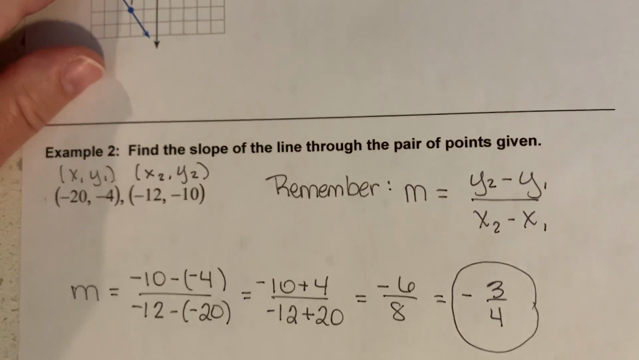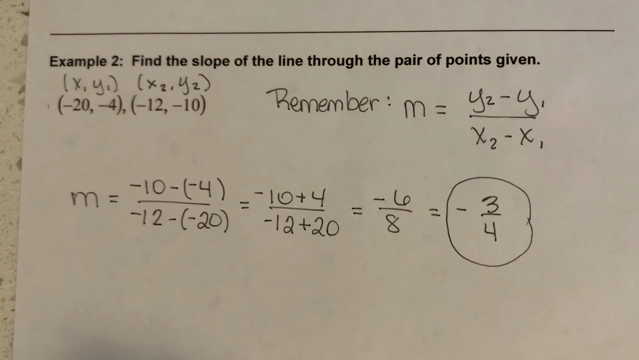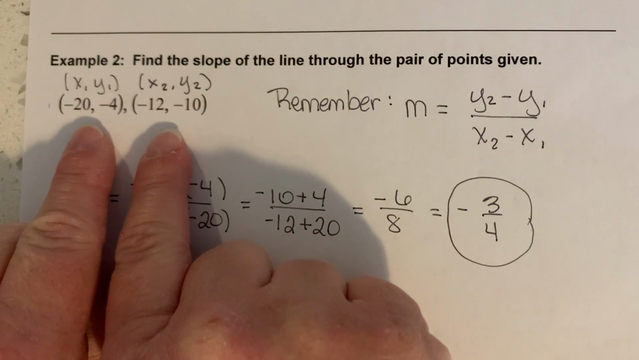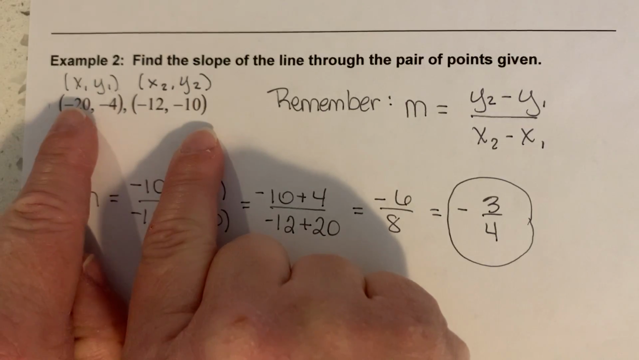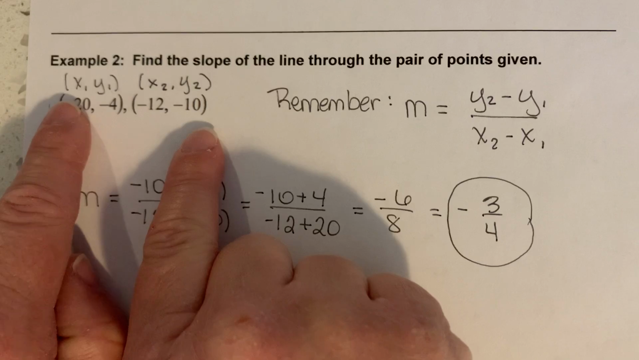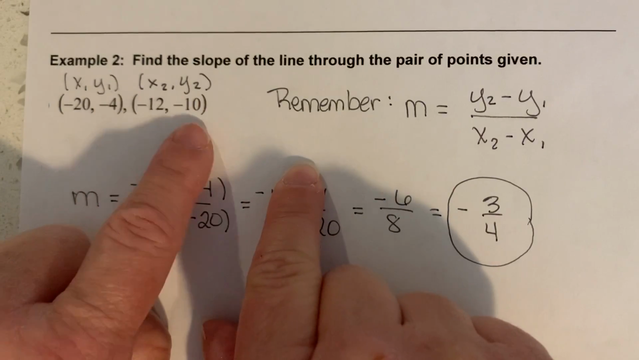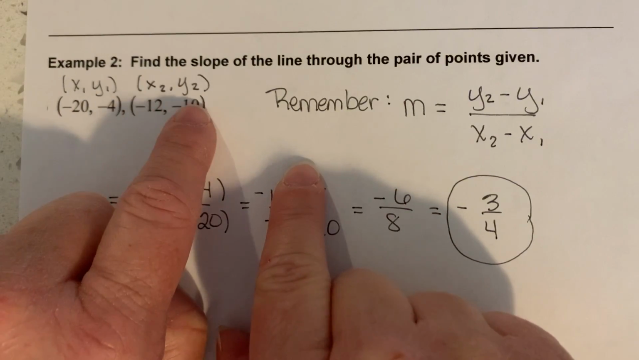All right, here's our second example and the last one for today. So this is when we find slope of a line through a pair of points that I give you. So here are our 2 points, negative 20, comma, negative 4, and negative 12, comma, negative 10. So we're going to call the first point x1, y1, because these are your x and y points. And since it's the second point listed, we're going to call it x2, y2.